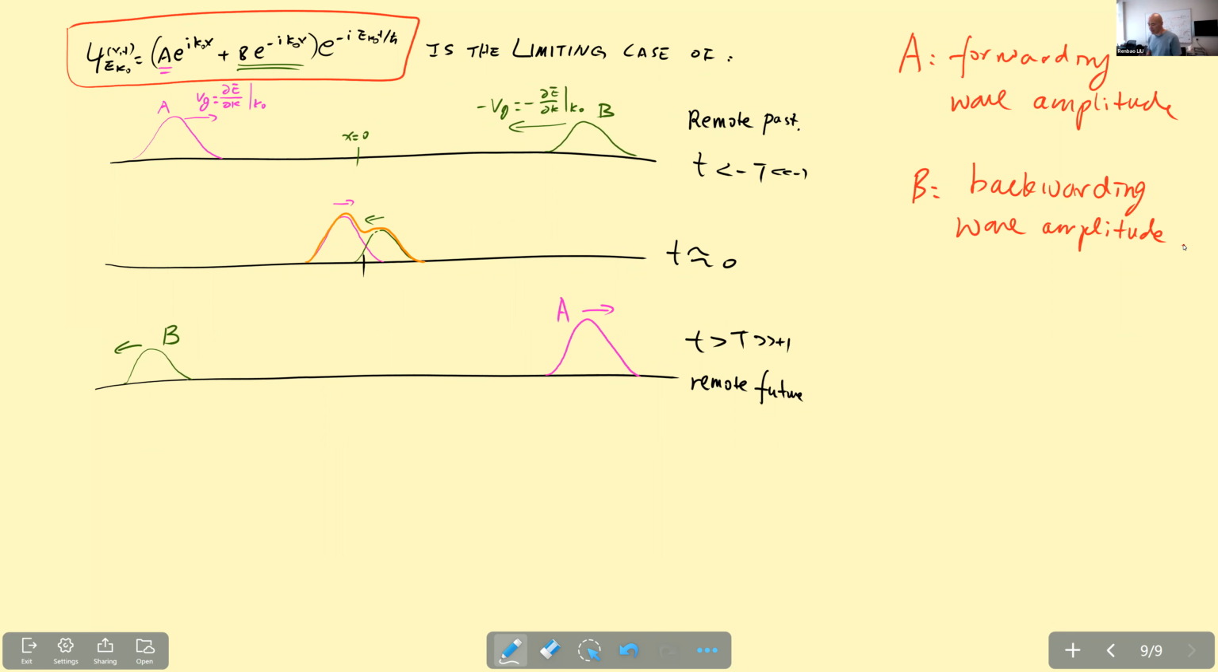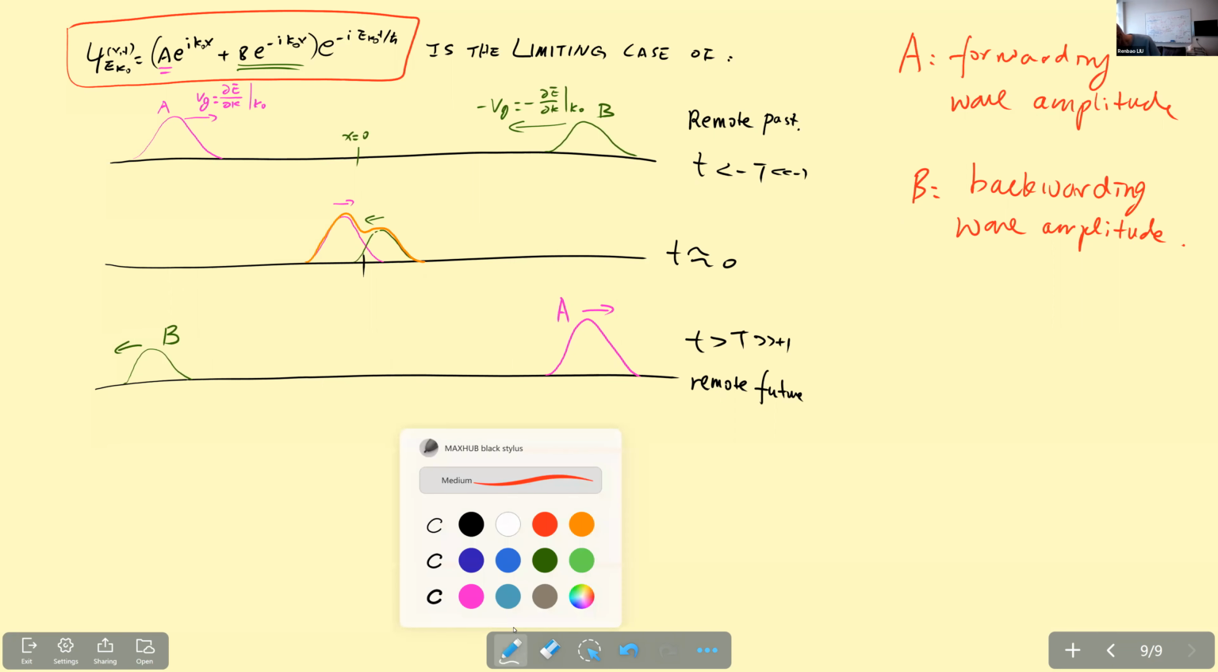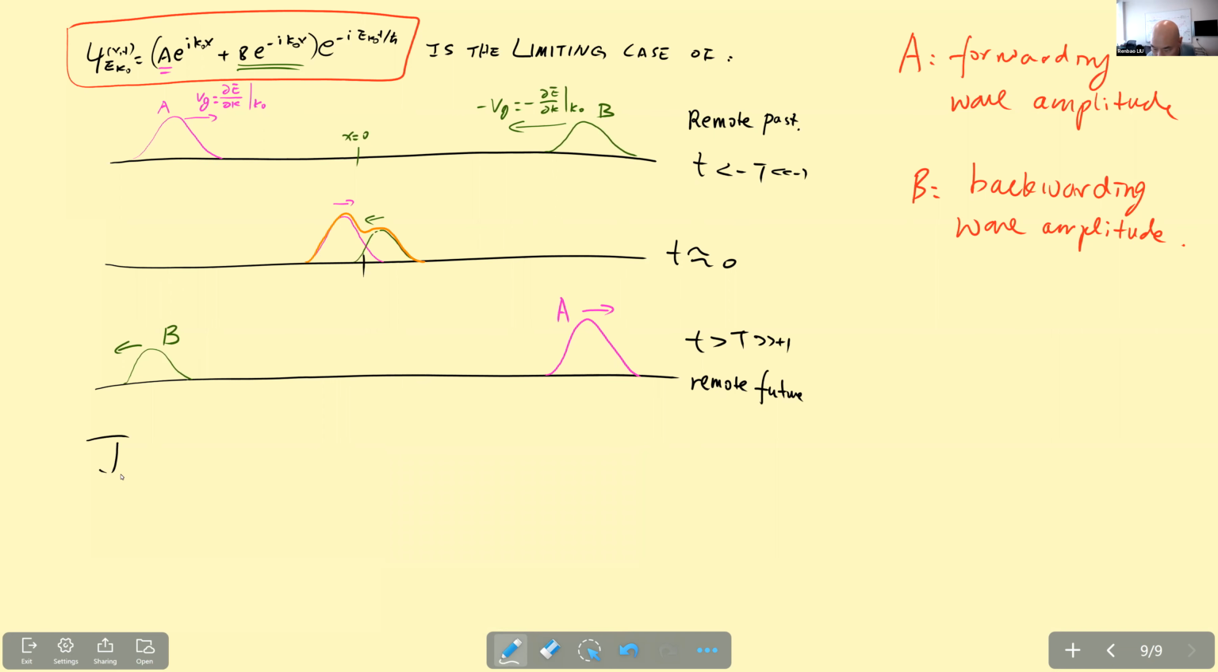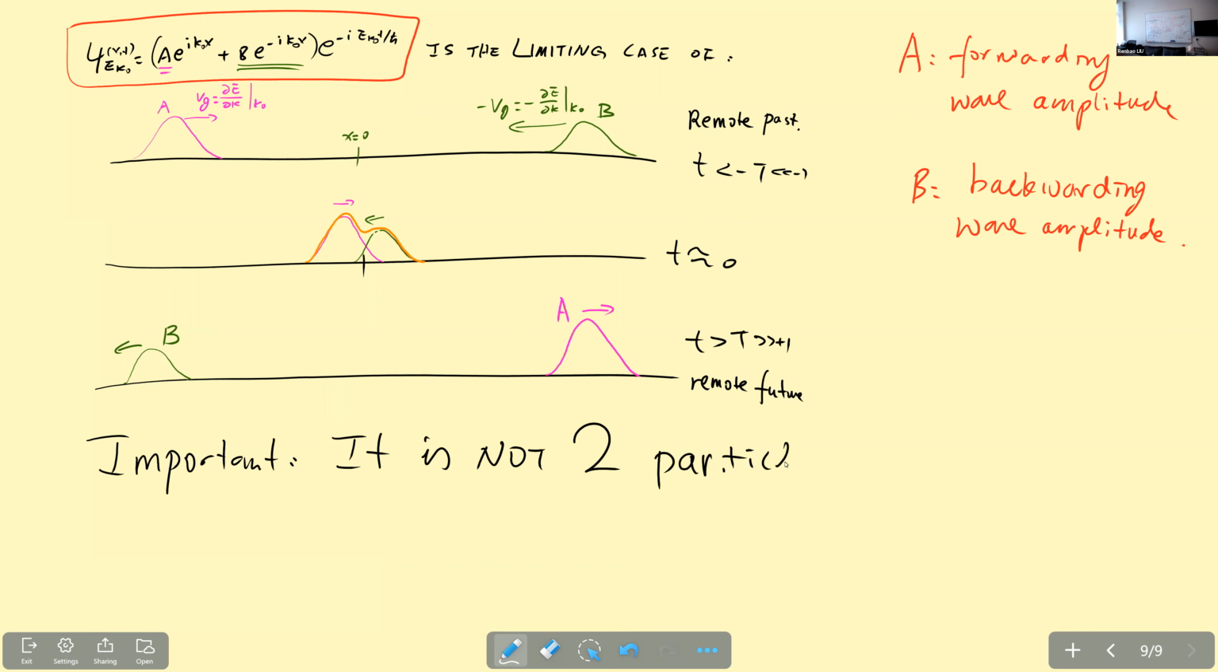Okay. And there's one thing that I want to stress. There's something important you should notice. This is not two particles. Instead, it is one particle.